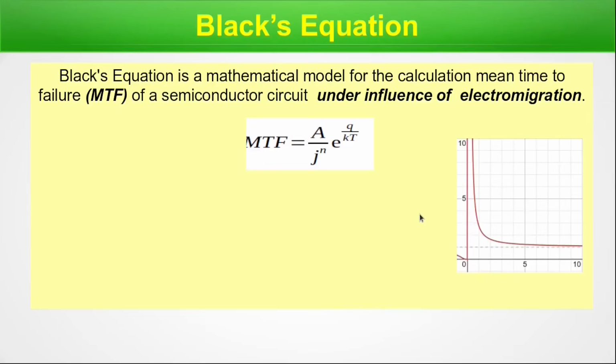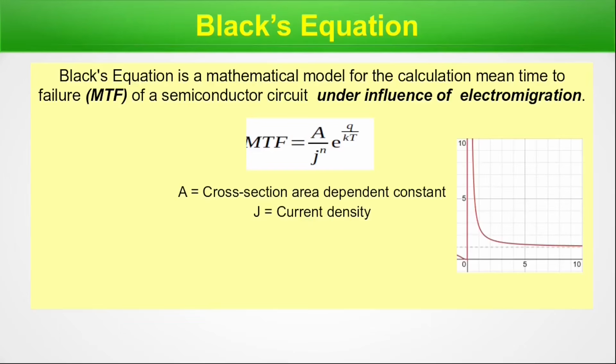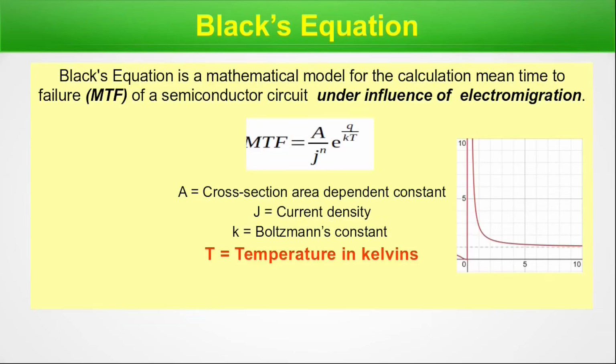Don't worry. So the components in this particular equation are: A is the cross-section area dependent constant, J is the current density, k is the Boltzmann constant, T is the temperature in Kelvin, n is the model parameter. All these things are there. I have highlighted this T with a different color because today in this episode we are focusing on temperature, that is the heating effect here. Hence our focus will be entirely on the T part today.